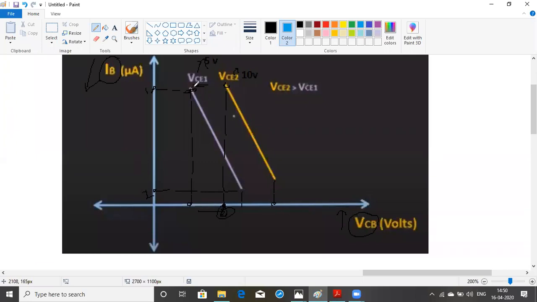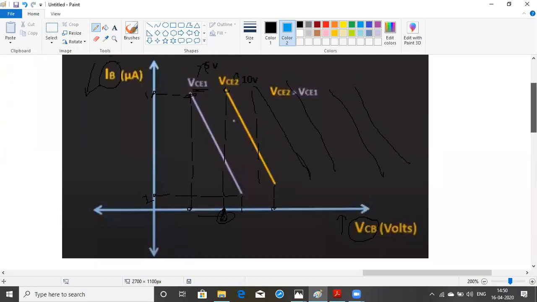If there were no effect, it would lie here only, but it is not lying here. It is increasing. So if you draw for 15 volts, it will increase. If you draw for 20 volts, it is always moving to the right hand side. It is not shifting along either the x-axis or y-axis, but the characteristics are moving completely to the right hand side. These are nothing but the input characteristics.